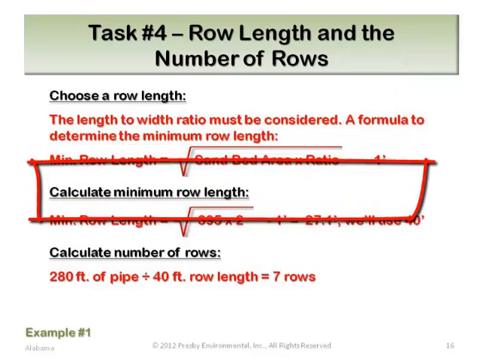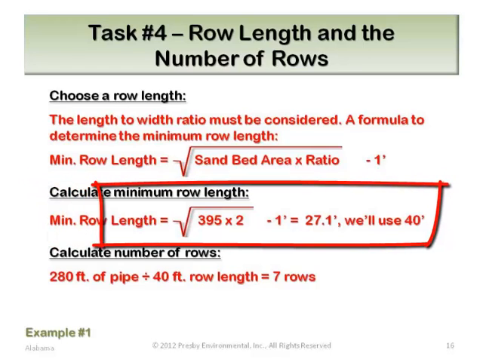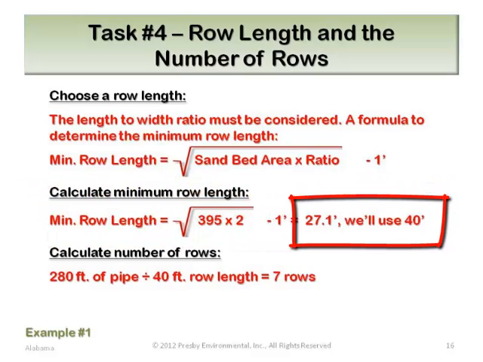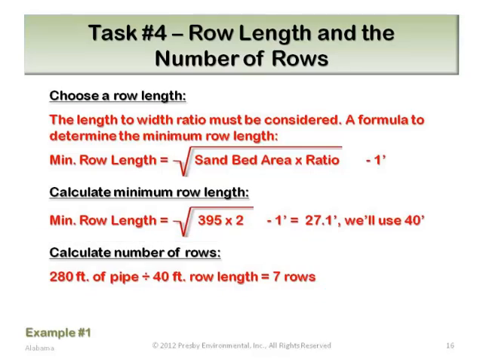In our example, we multiply 395 square feet times 2 because the length to width ratio is 2:1, and then take the square root of that product. Finally, we subtract 1 foot to find the minimum advanced Enviroseptic row length of 27.1 feet. But we always prefer longer rows to shorter ones, so we're going to use a 40-foot row length because we have no site constraints. Using this 40-foot row length means we'll need 7 rows to use all 280 feet of the required Presby pipe.